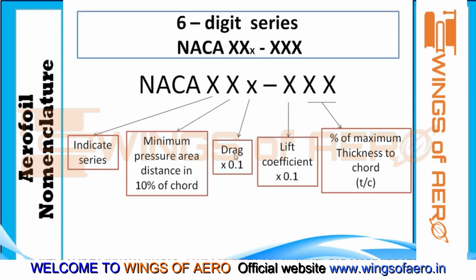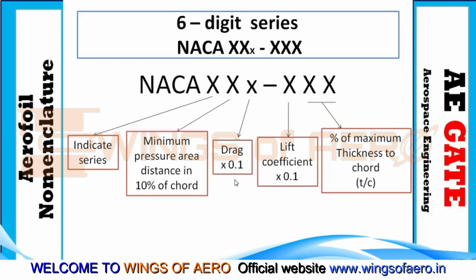How much amount of drag? If here we have 2, that is 2 into 0.1, you will get 0.2 drag. So here the first one after the hyphen we have the coefficient of lift. So if here we have 1, what will be the lift coefficient? 1 into 0.1, you will get 0.1. The last two digits again the same, the maximum thickness to chord ratio.